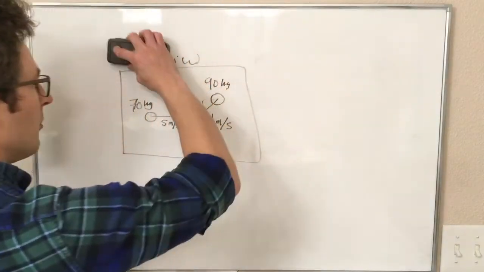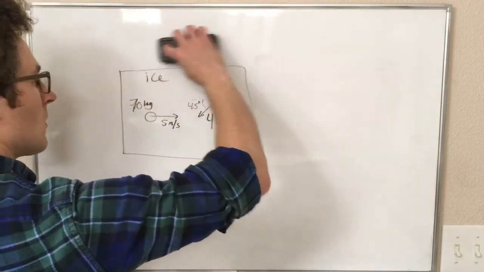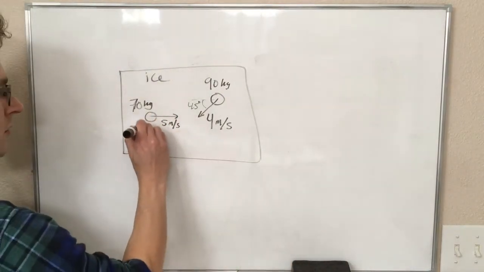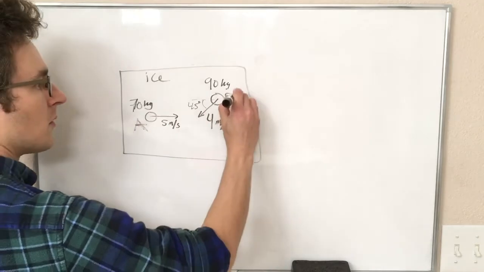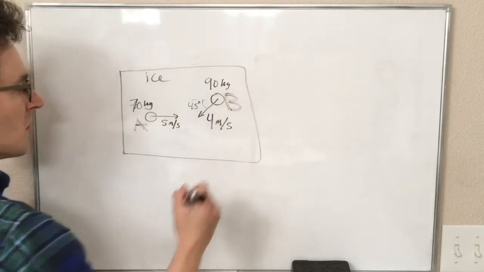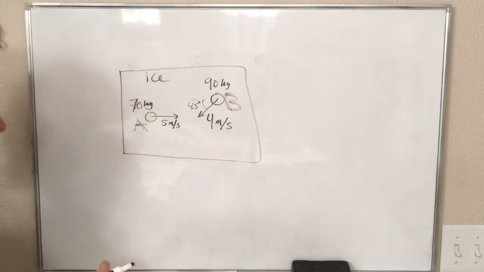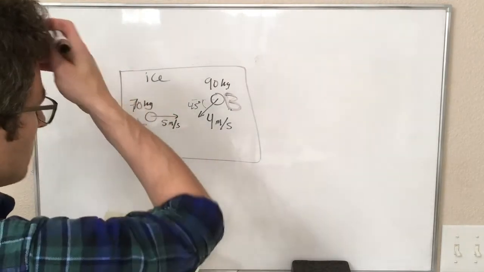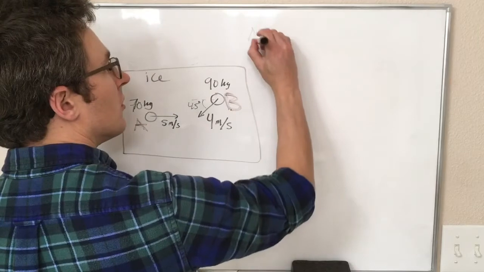I'll leave the picture up. So let's label these two people A and B. So we can talk about the momentum of person A and the momentum of person B. So let's look at person A first.